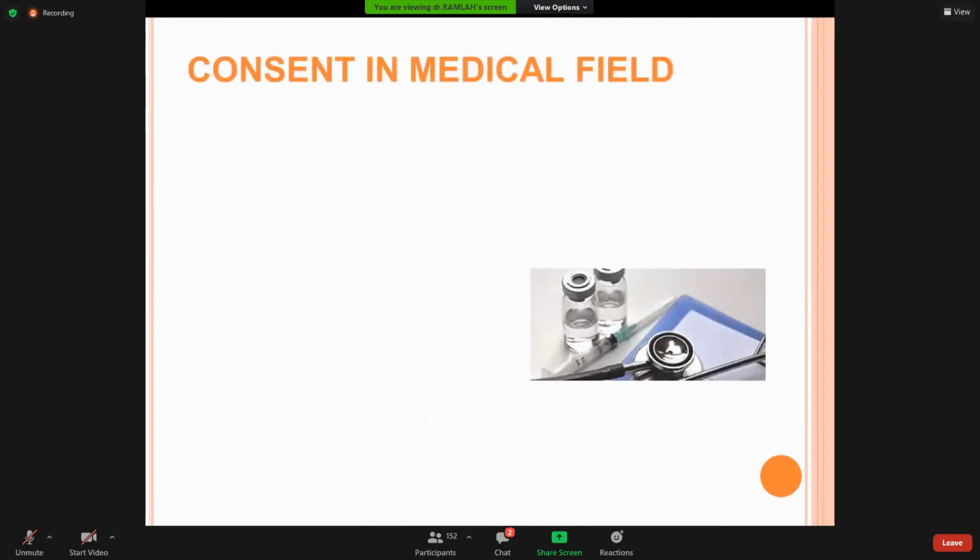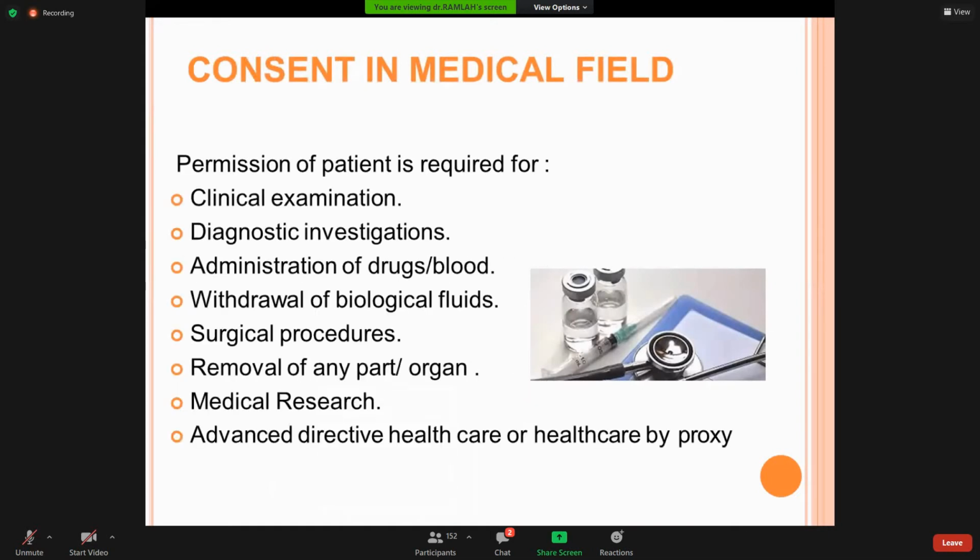Now we come to consent in the medical field. What do we really mean by that? When is the permission of the patient required, hame kab zarurat padti hai, while performing the clinical examination? Theek hai? Once the patient comes to you and shows his willingness, ji, rendering himself for your services, that is implied consent, which automatically builds up.